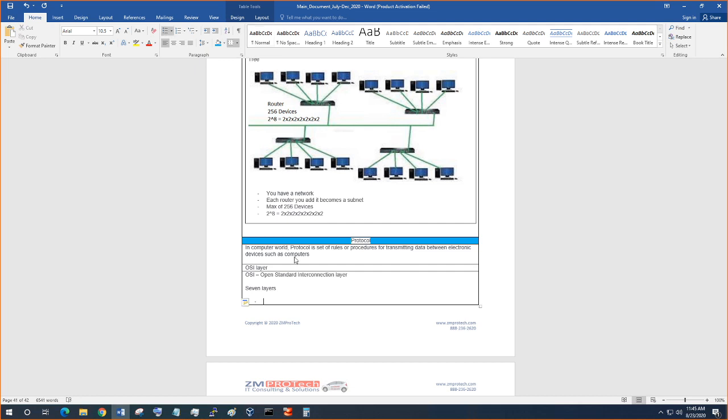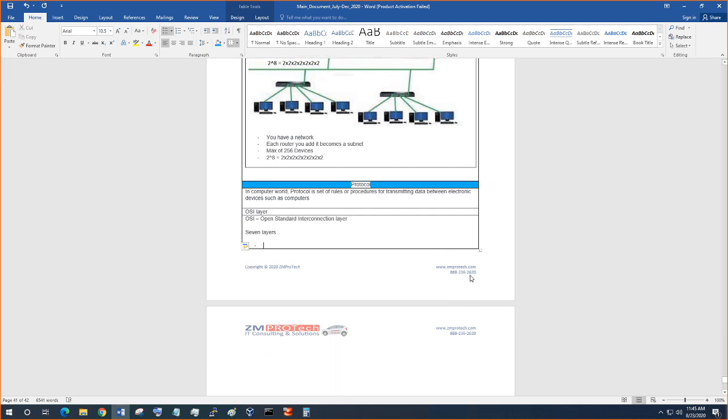The first one is the physical layer, which is the hardware. The computers and all those things that you could touch and feel are the physical layer. And the data layer is where the data is generated.